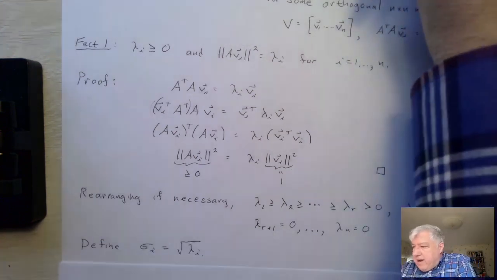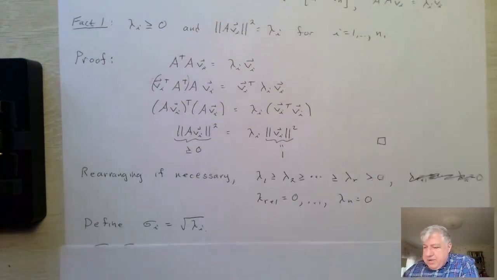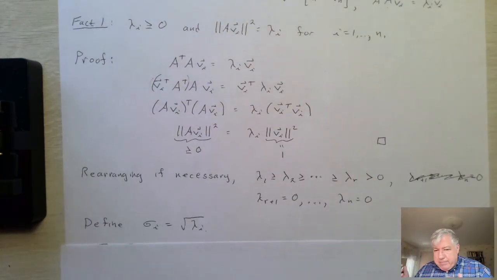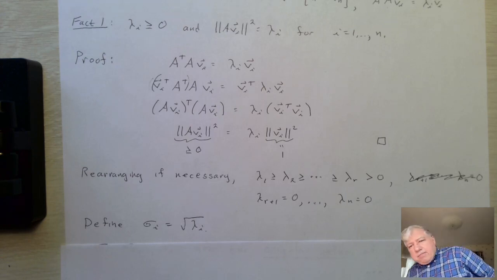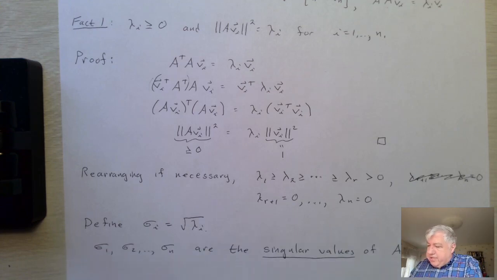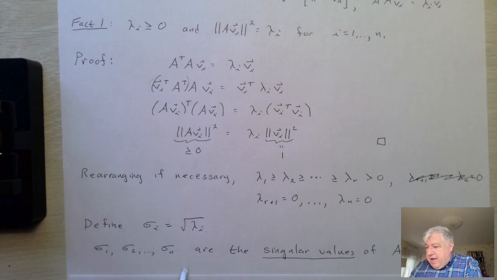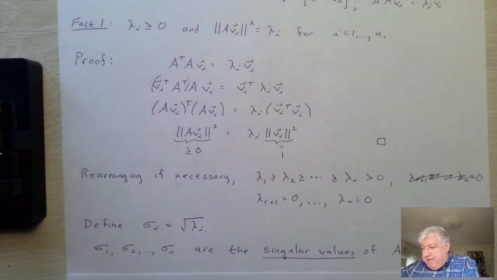And then we're going to define sigma I to be the square root of lambda I, which we can do because we now know that lambda I is non-negative. And then we have a special name for these sigmas, sigma 1, sigma 2, up to sigma n. These are the singular values of A.